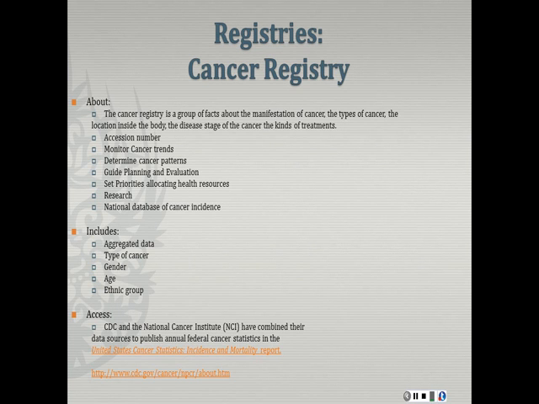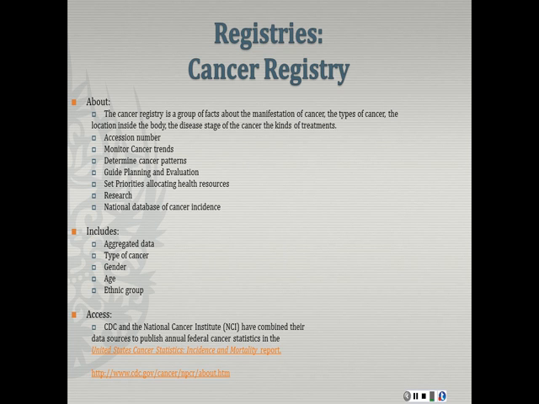Now the cancer registry is a group of facts or a collection of data on the manifestations or occurrences of cancer, the types of cancer, the location inside the body, and the disease stage of the cancer, such as stage 1, stage 2, stage 3, and like my mom, she had stage 4, which is terminal. And that also has the kinds of treatments.